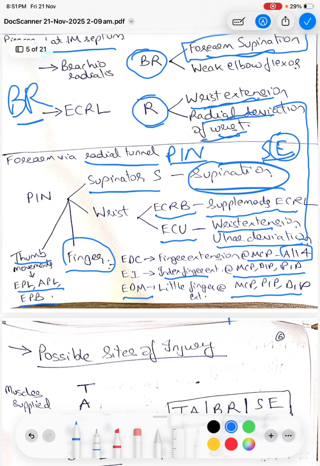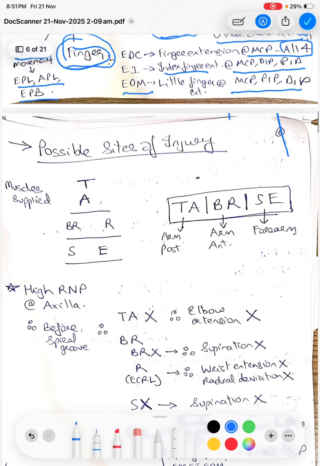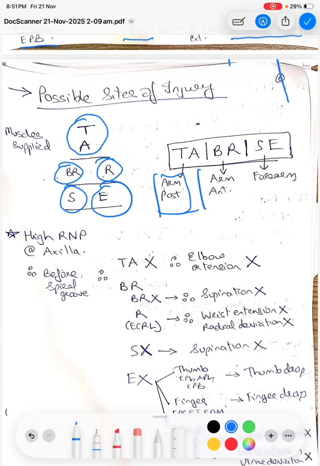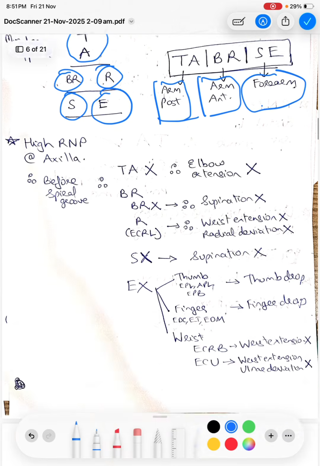Going distally, it supplies in the forearm. PIN supplies SE, that is supinator causing supination, and E, that is wrist extensors ECRB, extensor carpi ulnaris, finger extensors and thumb extensors. Am I making sense? Okay, so this is the very important slide. So the muscles supplied are first TA, BR, brachioradialis, so triceps, anconeus, brachioradialis, ECRL, supinator and extensors. Okay, so this is the posterior compartment of arm, this is the anterior compartment of arm, and this is the forearm. Okay, so this was the basic crux.